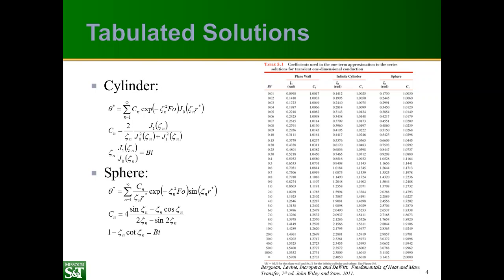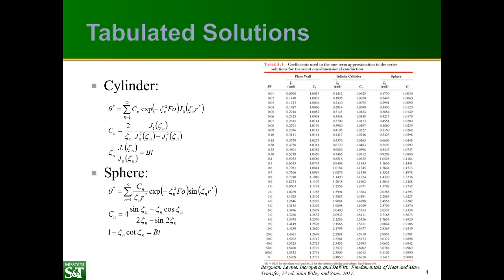We can get the values of C1 and zeta 1 in tables from various textbooks in different cases based on the Biot number. So in this case, the process for solving these systems is to identify the geometry, a cylinder, sphere, or a plane wall from the previous slide, and then select the appropriate equation for the dimensionless temperature. Then you calculate the Biot number just like you would for lumped capacitance. And once you have the Biot number, you go to the table and you look up the value for C1 and zeta 1. And then you either calculate the temperature or the Fourier number and then the time, depending on what the problem is asking.